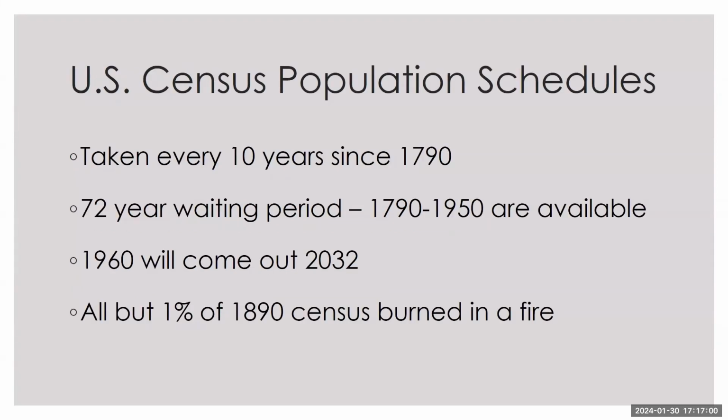U.S. Census population schedules were taken every 10 years since 1790. There's a 72-year waiting period before they become available for research. So right now we have through 1950 available. 1960 will come out in 2032. One thing to keep in mind is that unfortunately, all but 1% of the 1890 census was burned in a fire. So just fragments remained for that census.